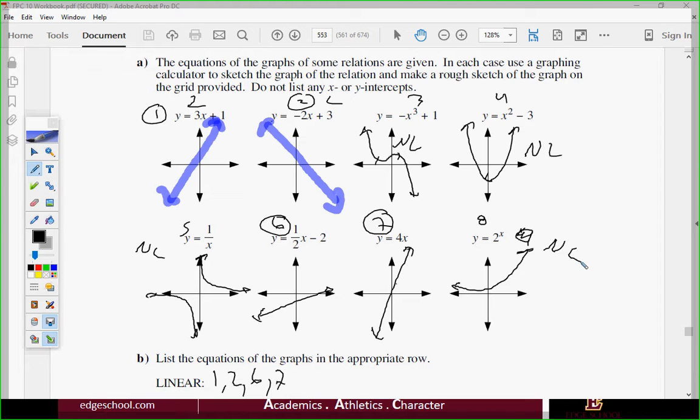So C, compare the list, write a rule from the equation. Why are the ones linear compared to the ones that aren't? What do you think, Denise? Just give me a guess.